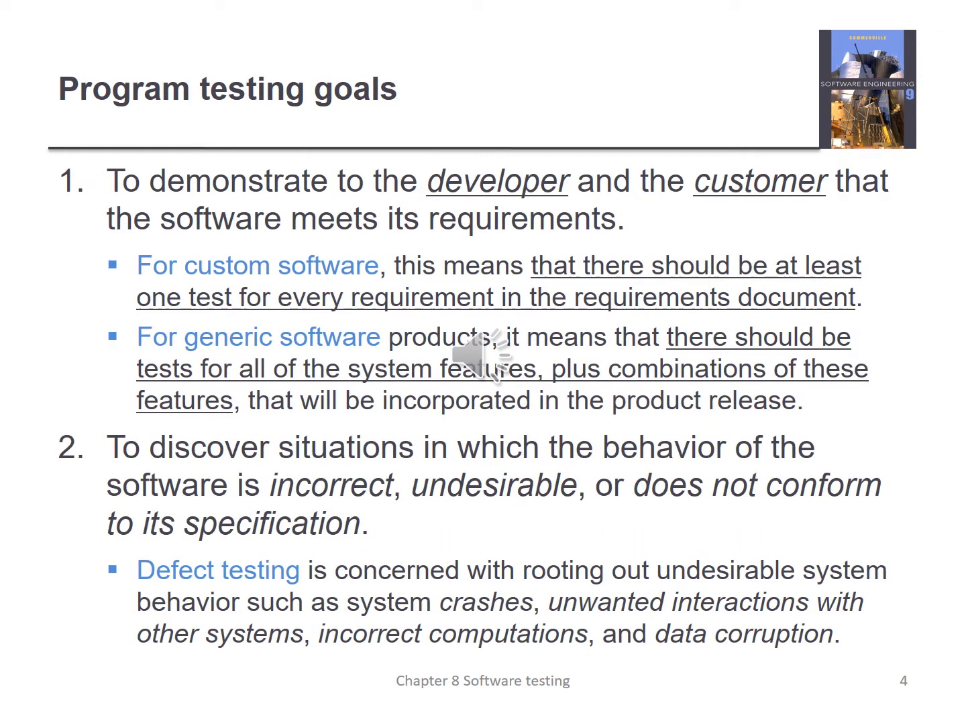What are the goals of program testing? First of all, to demonstrate to the developer and the customer that the software meets its requirements. For custom software, this means there should be at least one test for every requirement in the requirement document. For generic software, the one we could buy, commercial off the shelf, there should be tests for all of the system features, plus combinations of these features that will be incorporated in the product release.